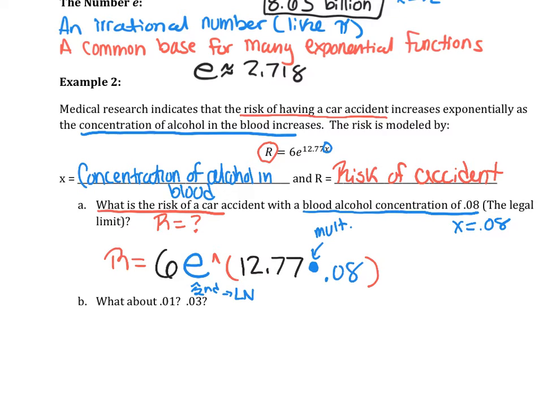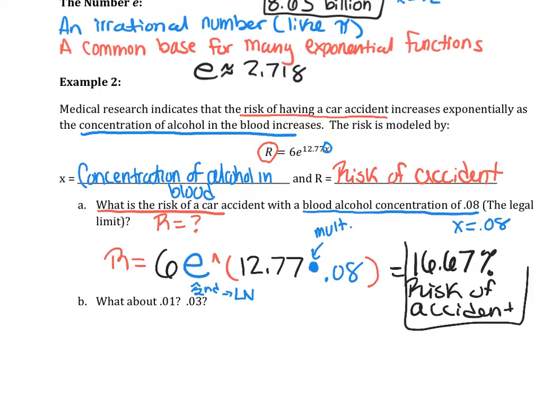Okay, are we all good getting that E typed into our calculator? Okay, so when you type that in, you should get that the risk is 16.67%. Risk of an accident. Okay, we want to make sure that we have our units here when we're doing these word problems.